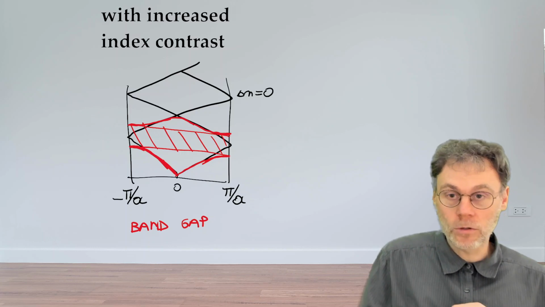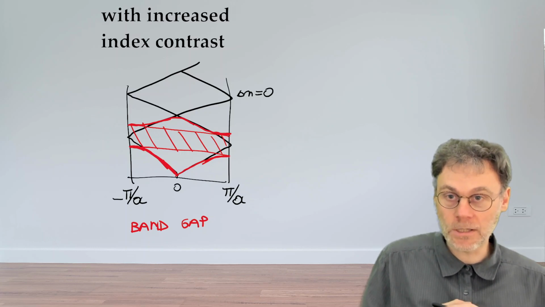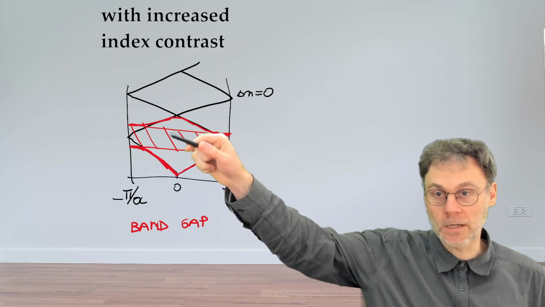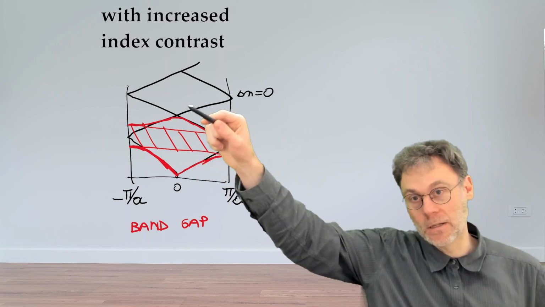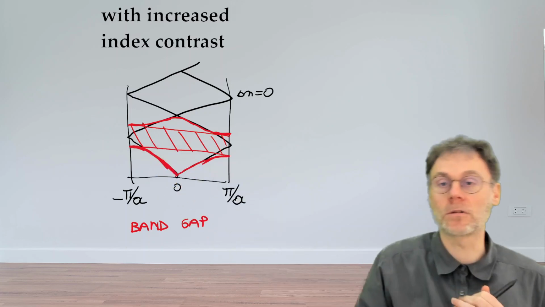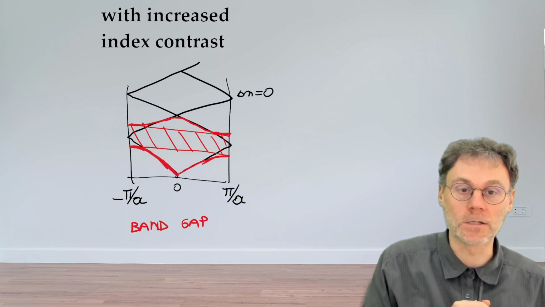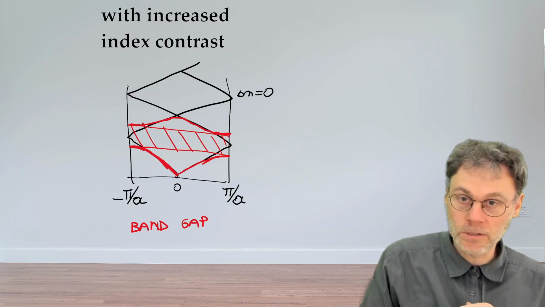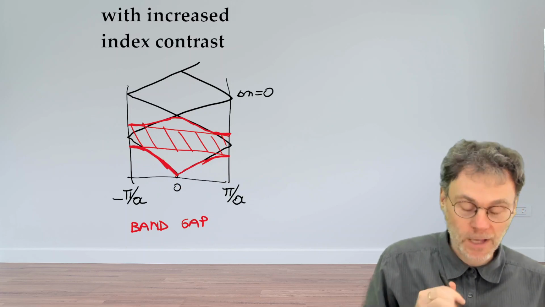Now, what numerical simulations also teach us is that the larger you make that index contrast, the wider this band gap becomes. And of course, in the limit of 0 index contrast, we end up back in our situation with free space, where there's also 0 band gap. Now, what is the consequence of the fact that we have this band gap over here?